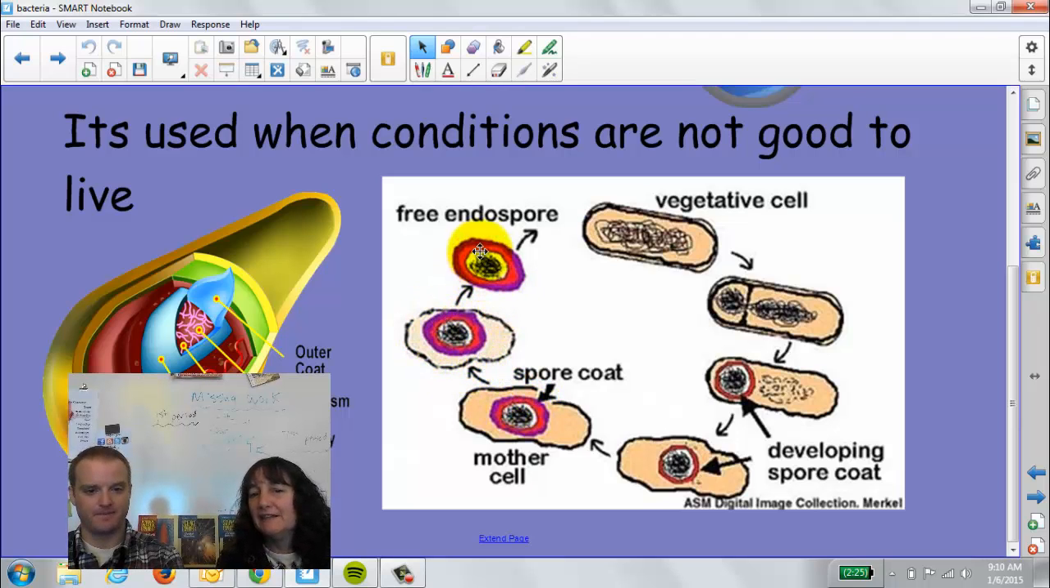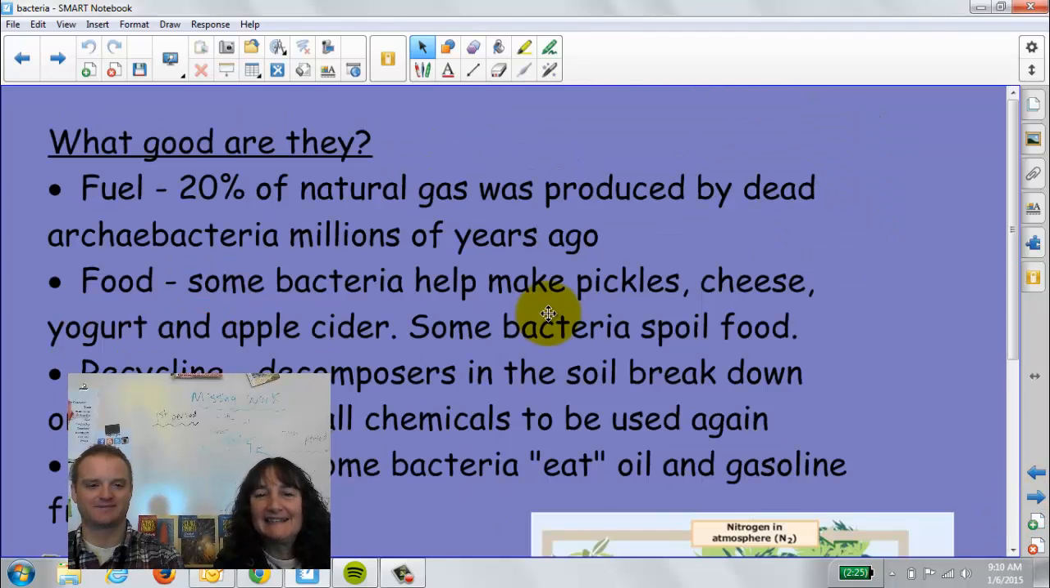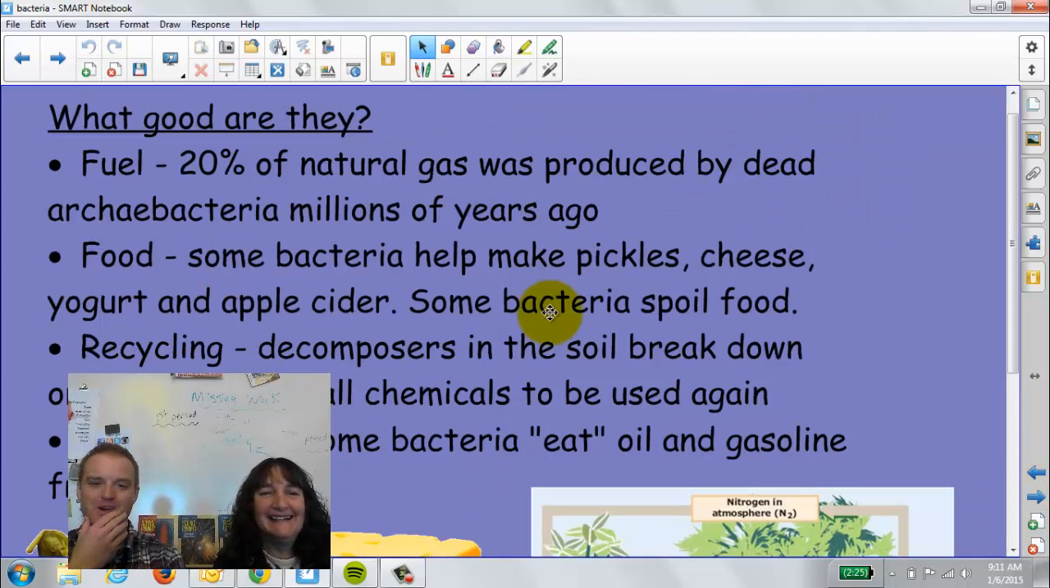Inside there, but then if somebody else comes along and puts their hand on there and sticks their hand in their mouth or doesn't wash their hands before they go to lunch, in he goes, nice little warm, moist area for him. That spore coat will then disintegrate and he'll become a little bacteria to make you sick again. Oh, he's clever. Yes. So what are they good for? Why do we need bacteria?